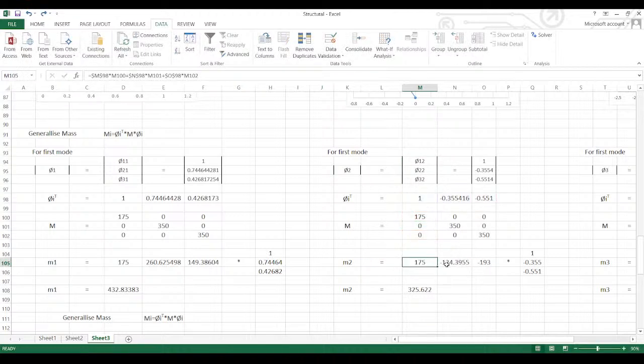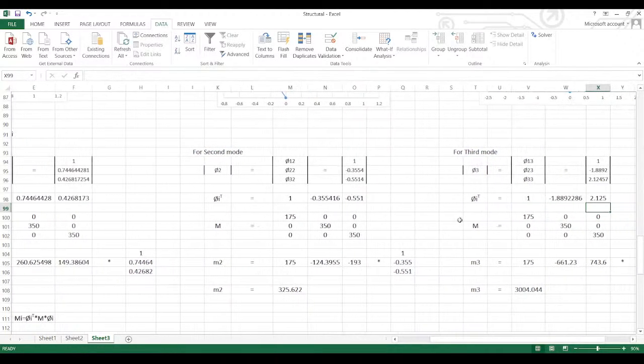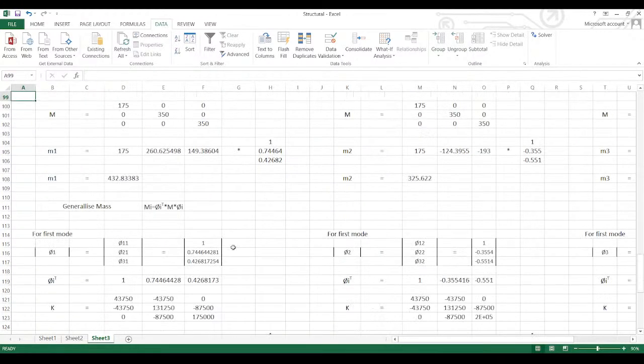This into this is equal to this into this, you have calculated, and you have got this matrix. Similarly, you have calculated it for the first mode, the second mode, and we have calculated for the third mode. Similarly, the process you have calculated, and after that you have calculated the generalized stiffness.